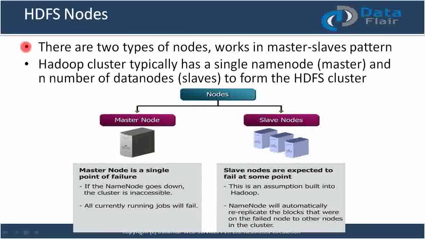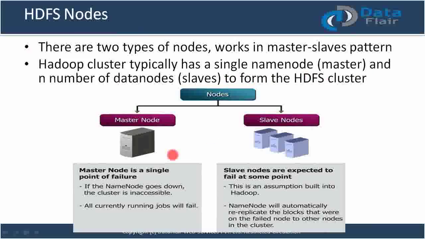There are two types of nodes that work in master and slave fashion. We have seen this earlier also. A Hadoop cluster typically has a single name node that is a master, although it can be more as our cluster increases, and n number of data nodes to form the HDFS cluster.